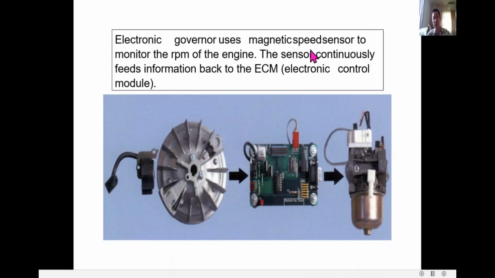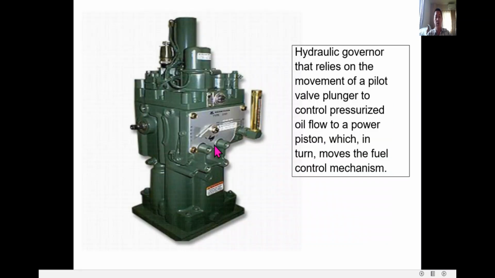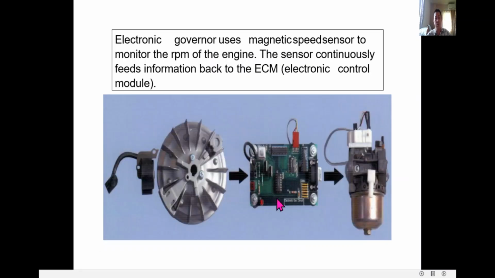It uses a magnetic speed sensor to monitor the RPM of the engine. The sensor continuously feeds information back to the ECM, which is the electronic control module. I have also experienced this governor before. This one I always experience, and this one also.